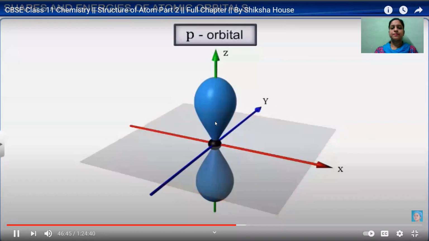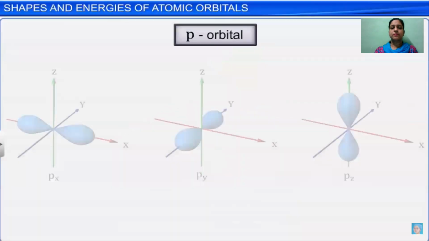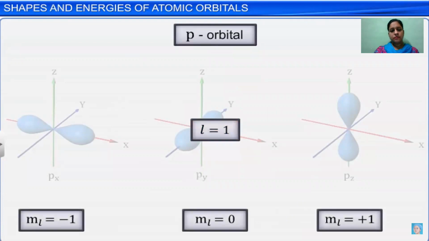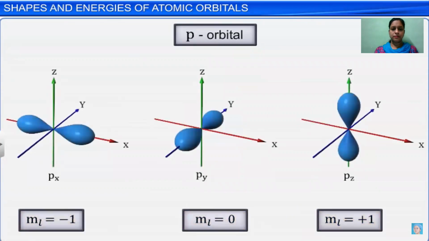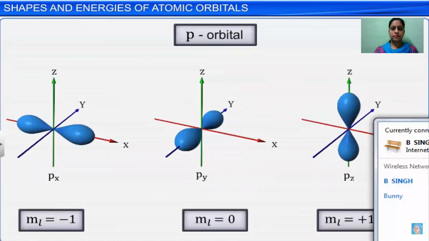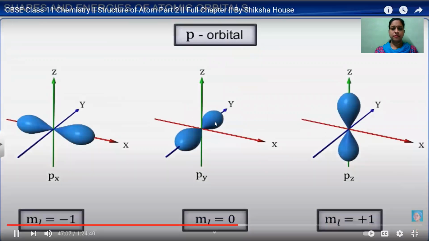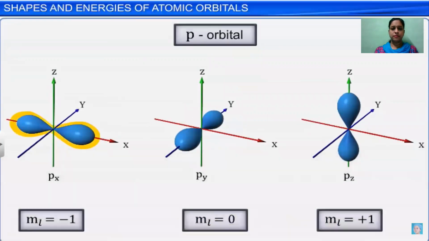Equal to 1 for p orbital. The magnetic quantum number ML has values -1, 0, and +1, which represent three different orientations for p orbitals along the three axes, x, y, and z respectively. Hence, there are three p orbitals which lie perpendicular to each other.